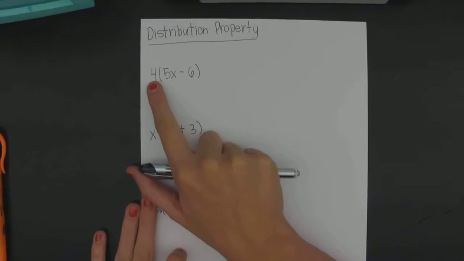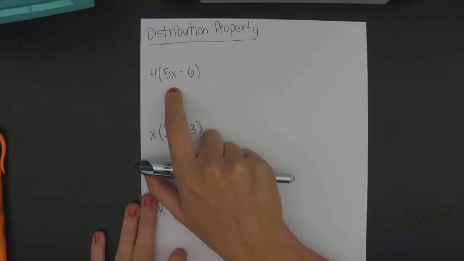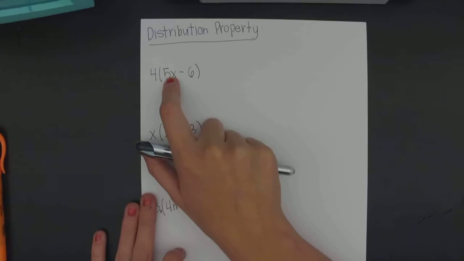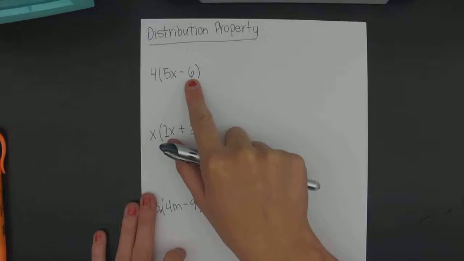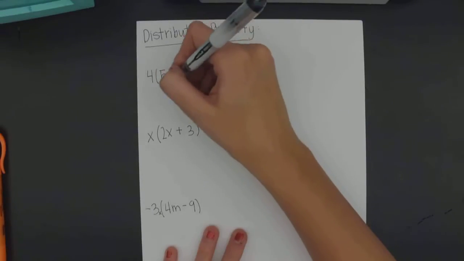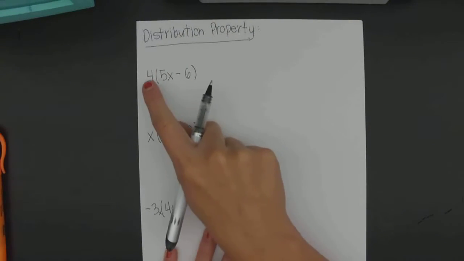So in this first example, it is 4 parentheses 5x minus 6. I want to take this 4 and multiply it to 5x and then multiply it to 6. We've learned a couple different methods, so in this video I'm going to show you all three. The first one I'm going to start with is repeated addition. So I'm going to repeat what's inside the parentheses 4 times.